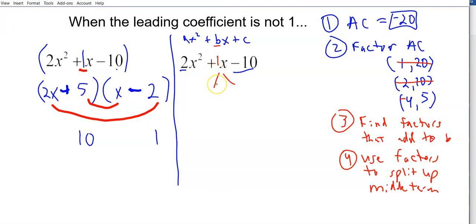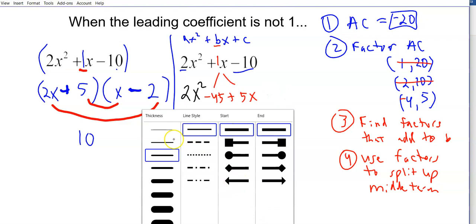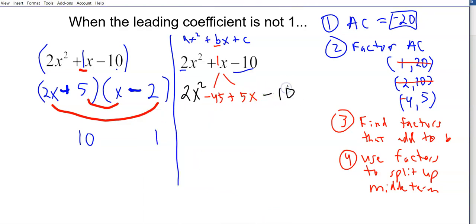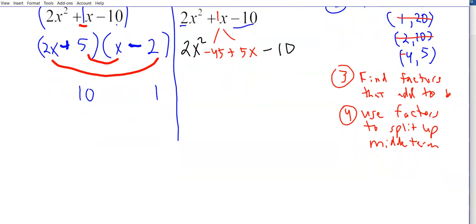So you're going to split up that middle term to be negative 4x plus 5x. And your other two terms are pretty much the same here, so 2x squared plus, sorry, minus 10. So now I have 4 terms, and I've got to factor these 4 terms. So at this point, we do something called factoring by grouping, which I hope you've seen before. Some of this lesson, factoring by grouping, I think you've done before.